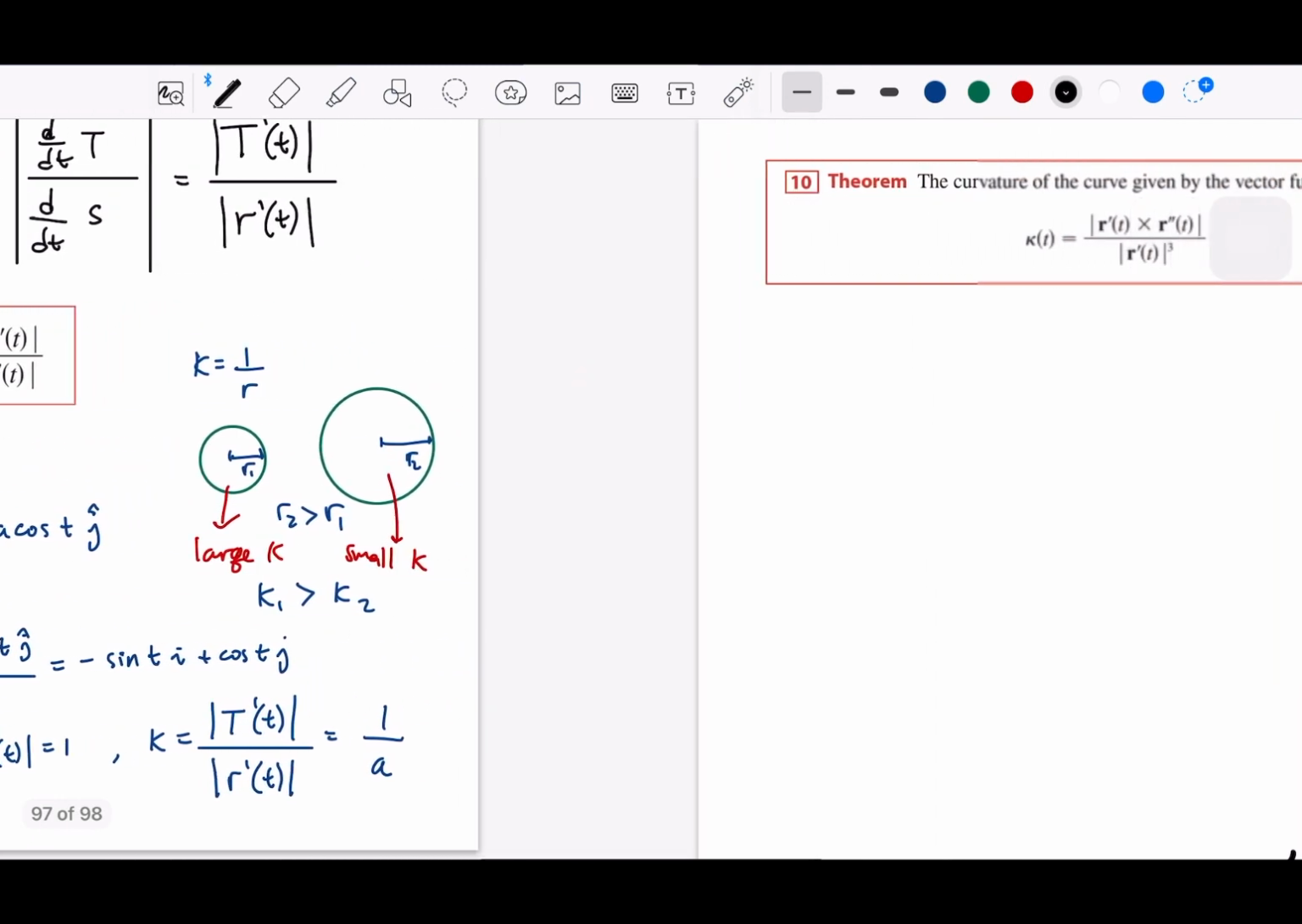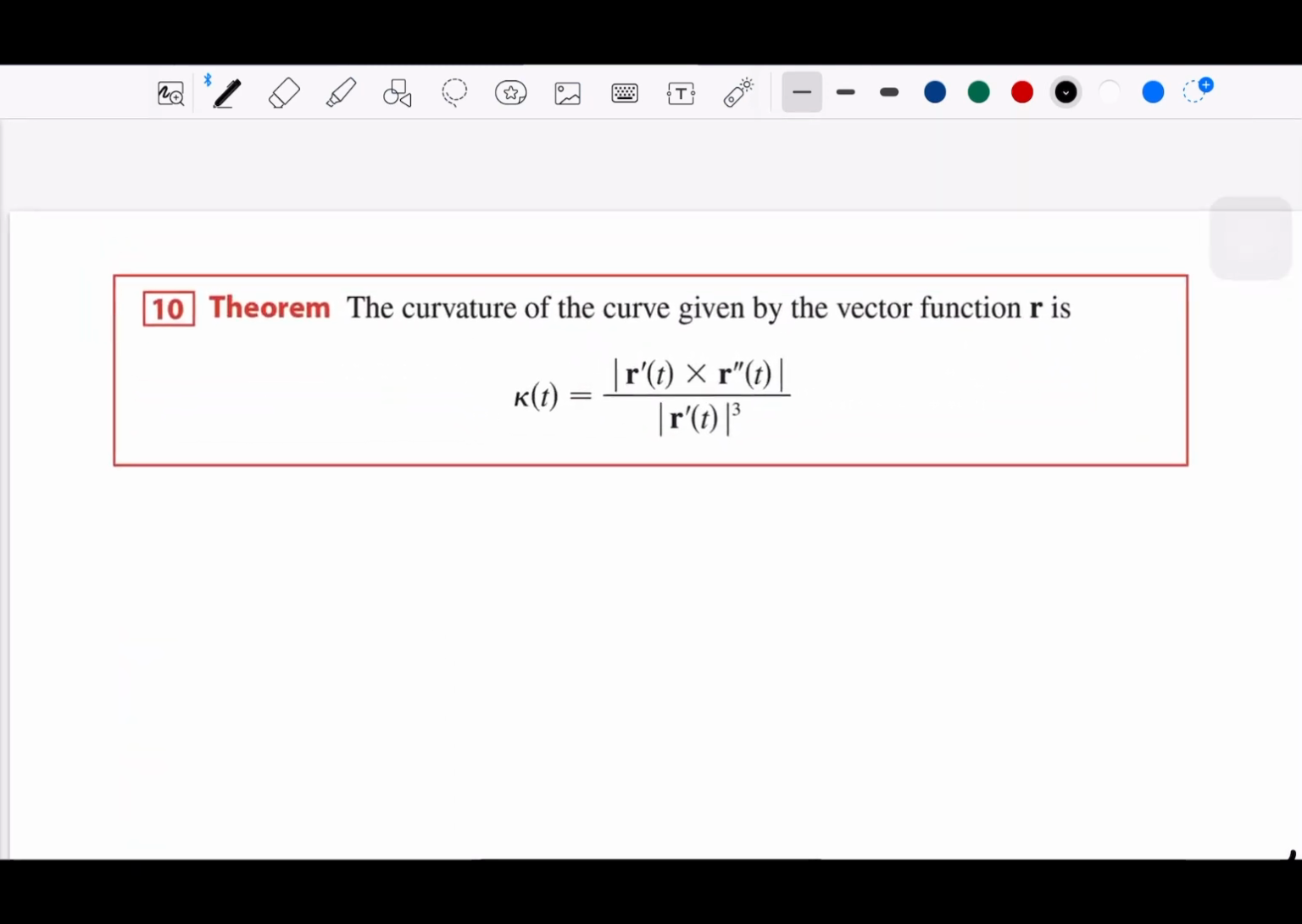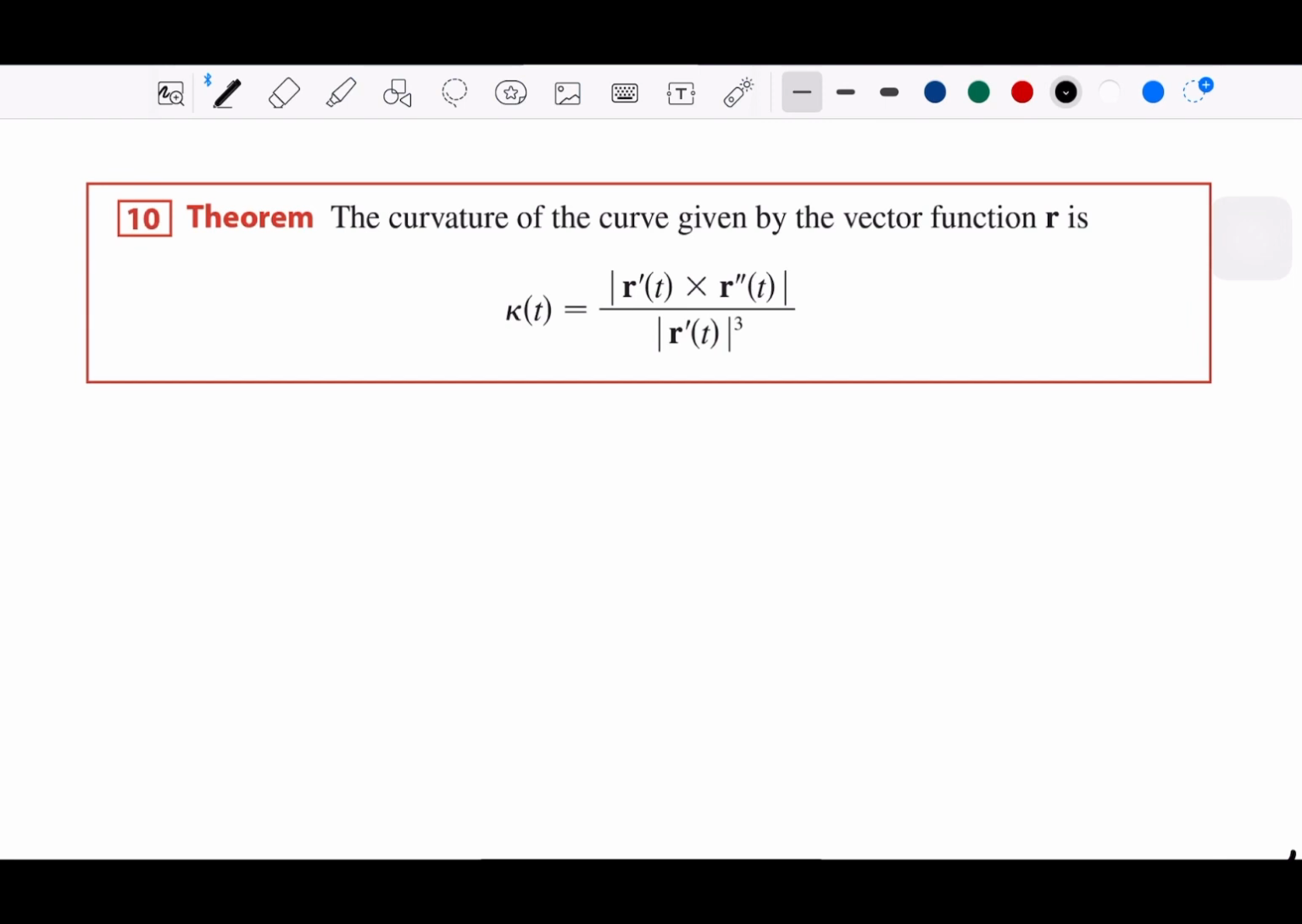Okay, now another theorem that can hopefully help is another form of the curvature, which we have here: the magnitude of r prime cross r double prime, divided by the magnitude of r prime to the power of 3. Okay. Proving this part is really long, so I think I will just give you some additional information later.